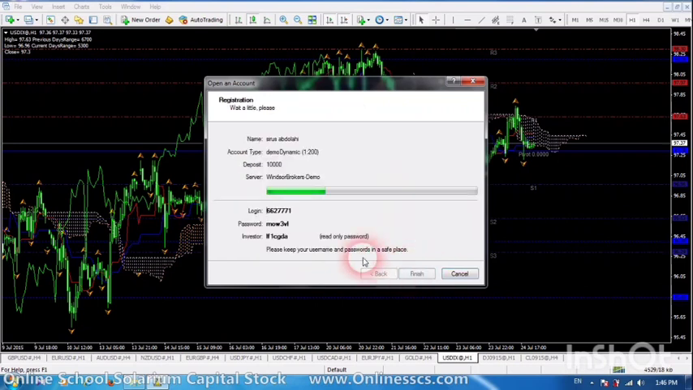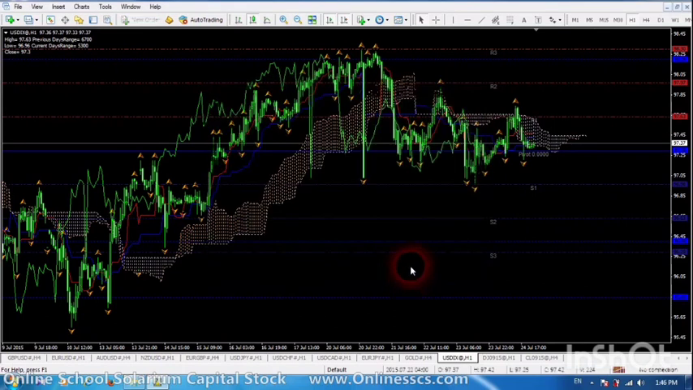And I'm going to type in $10,000 for our first deposit, and it gives me a login and a password, and you can see all of the needed information in this tab here.